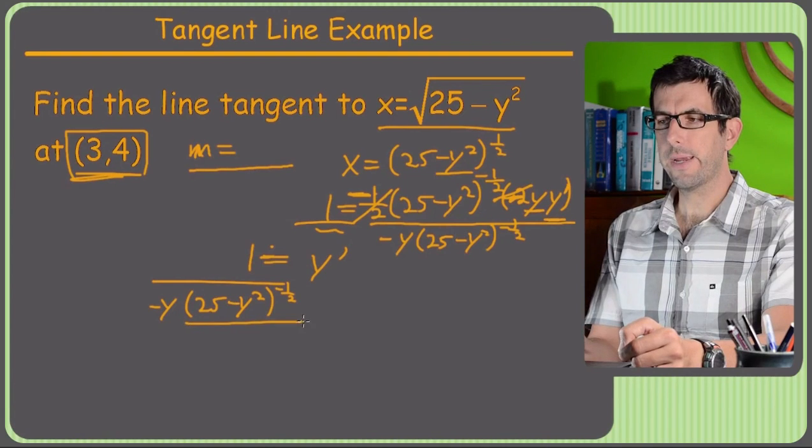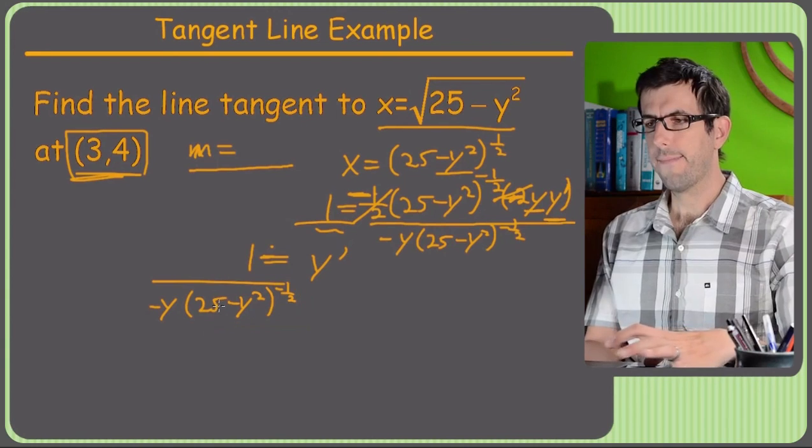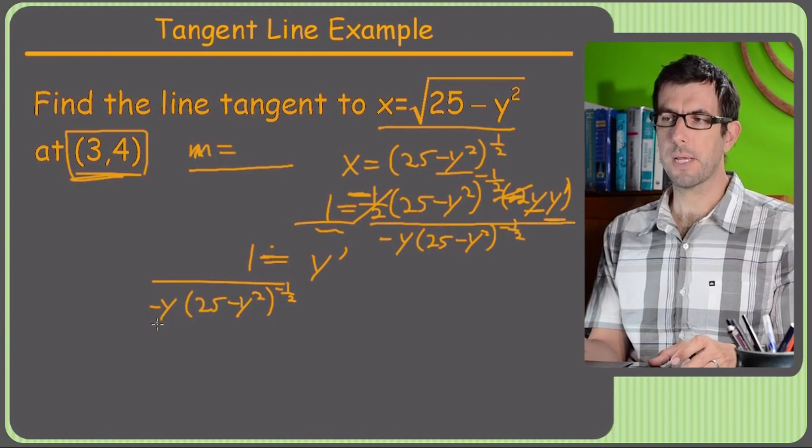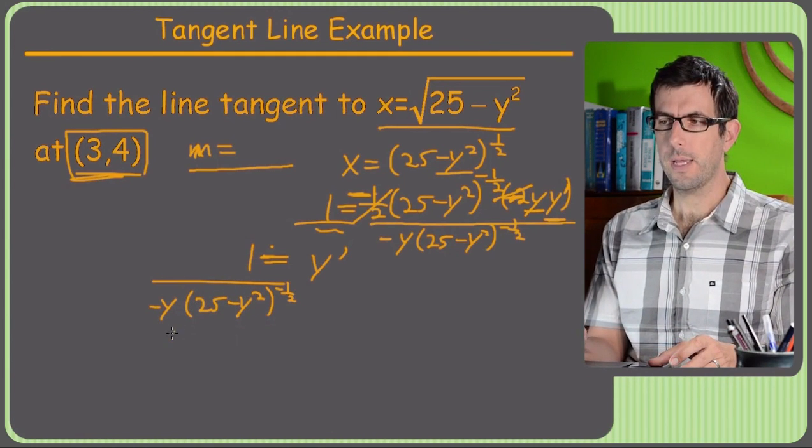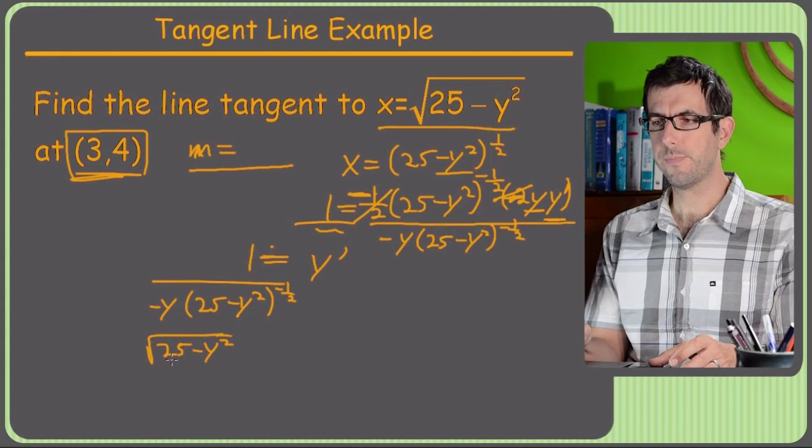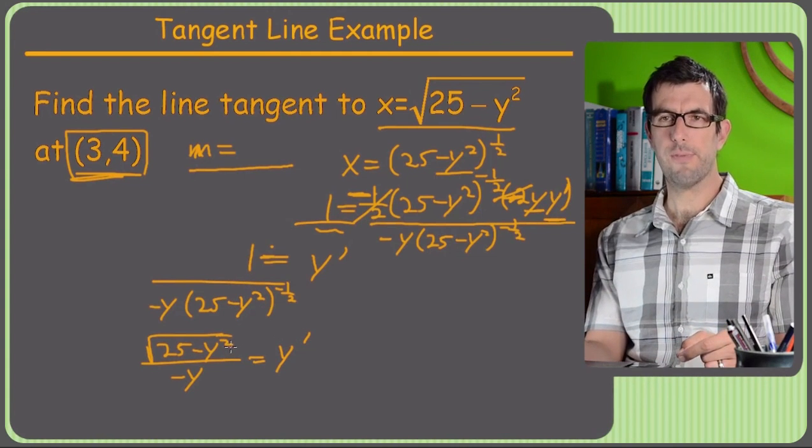Now this thing right here, that's a negative exponent, which means I can just move it upstairs and it becomes positive. And it's a square root, so I'm going to get the square root of 25 minus y squared, all over negative y, equals y prime. All right, so I'm pretty sure that's the correct derivative.